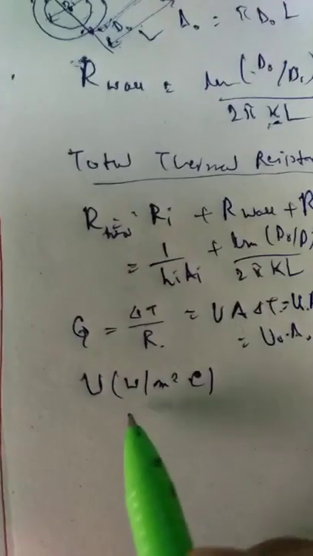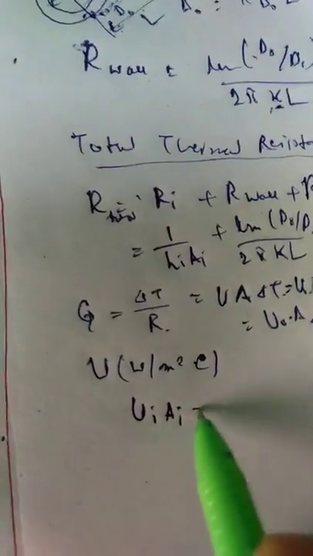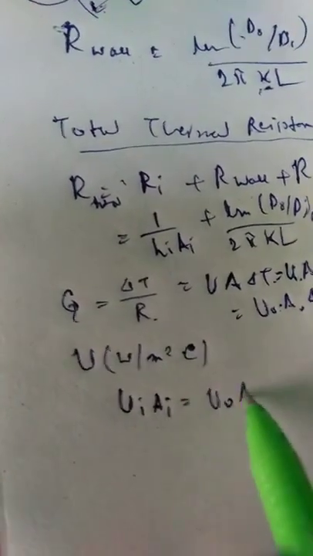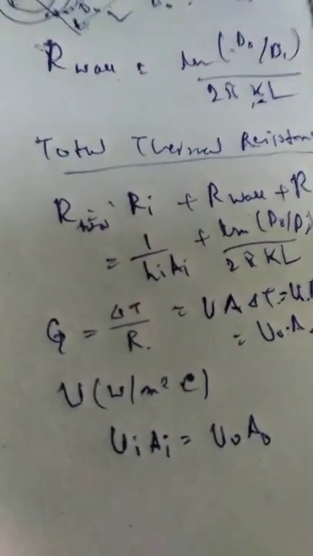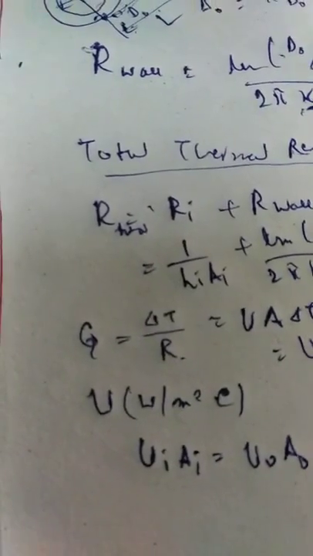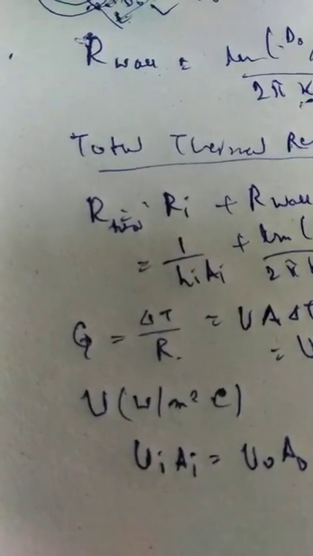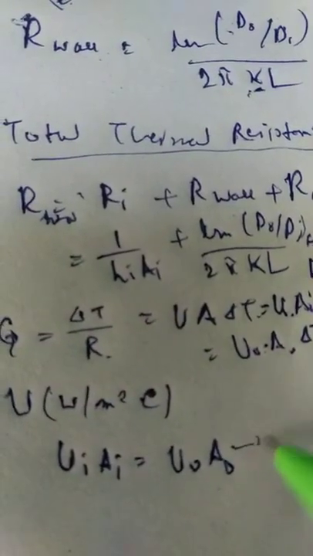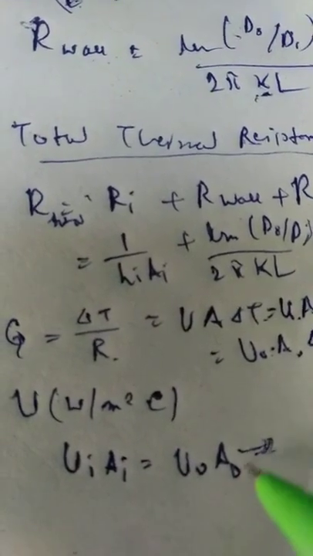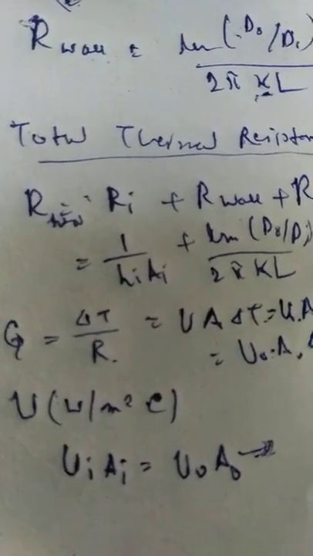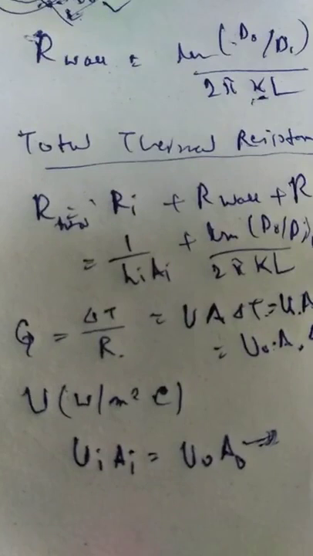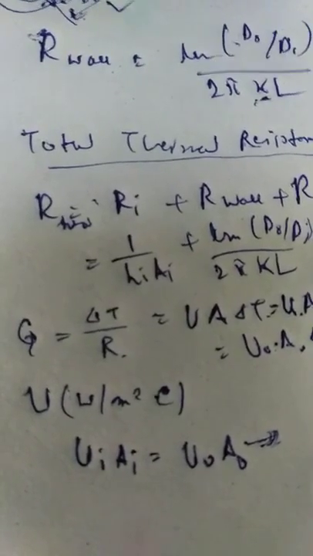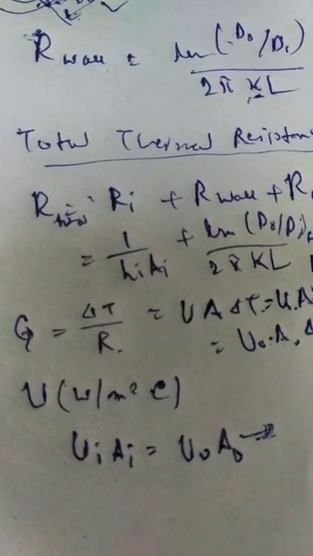Now UI into AI is equal to UO into AO. So from here you can see that the overall heat transfer coefficient is only valid when the surface area on which this heat exchanger is based is specified. Only then will the entity U be valid.